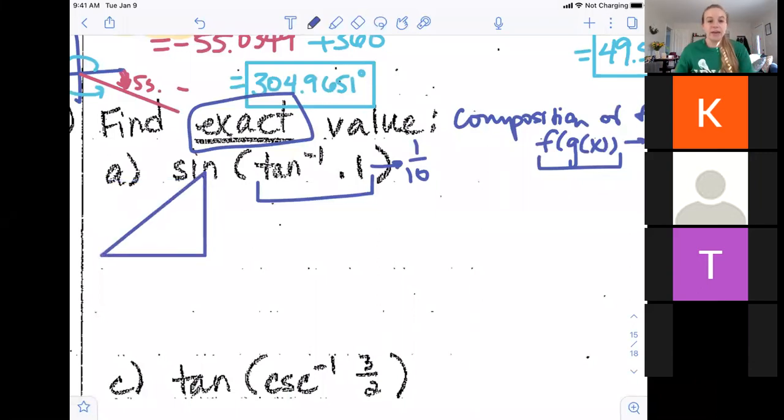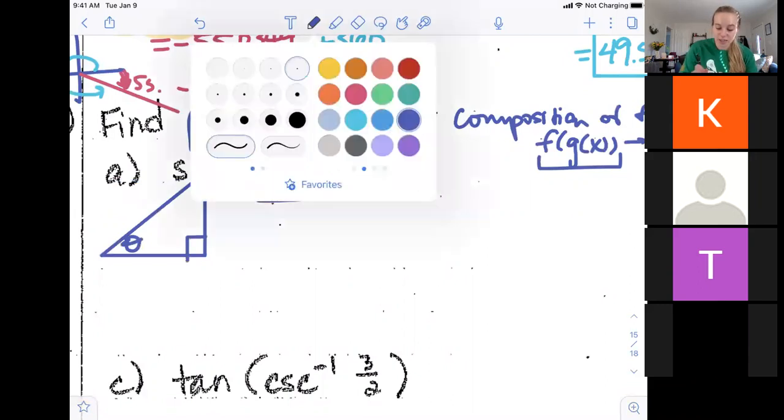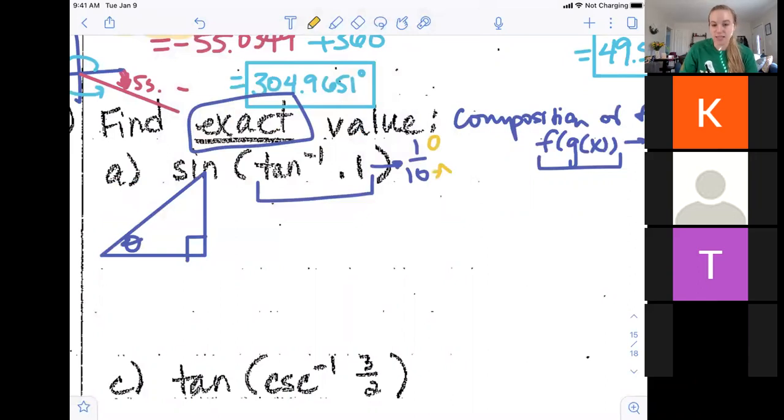If it says inverse tan of 0.1 or 1/10, then that means my angle, my theta, its ratio of its tangent of its opposite over adjacent is 1 over 10. So I'm going to write 1 for opposite and 10 for adjacent. I'm going to need to find that third side because once I find it, I'm going to do sine of this triangle. So the third side I'm going to find by just doing Pythagorean theorem.